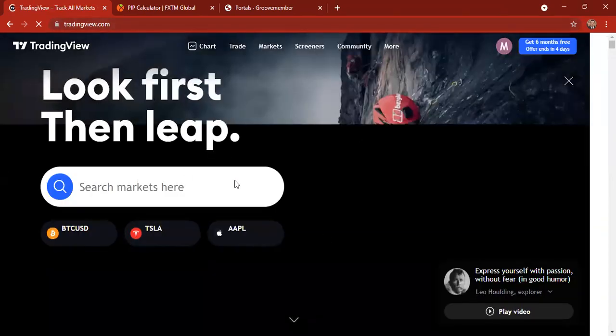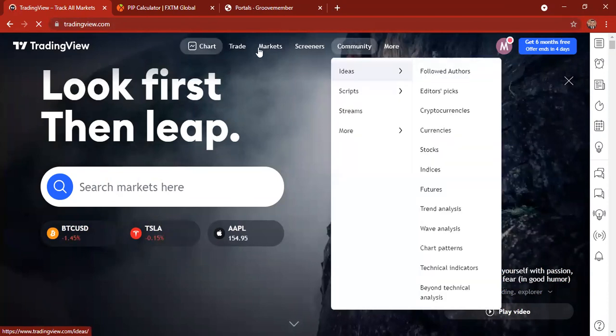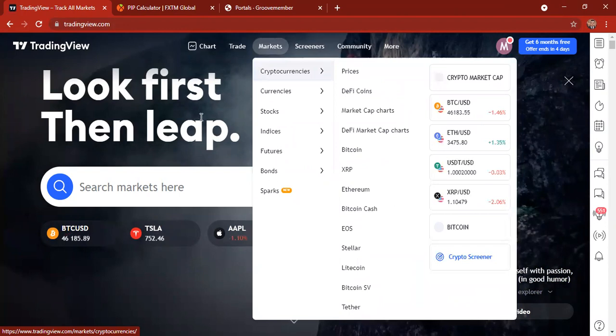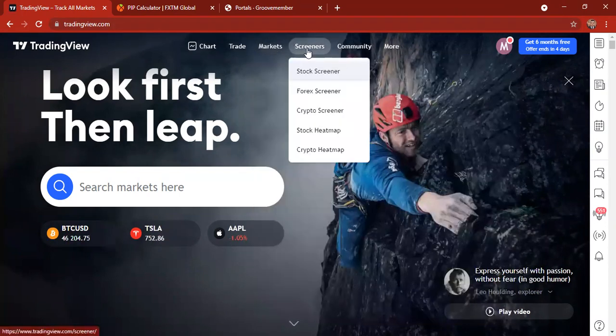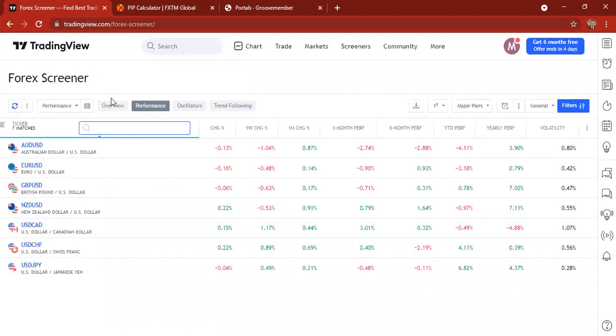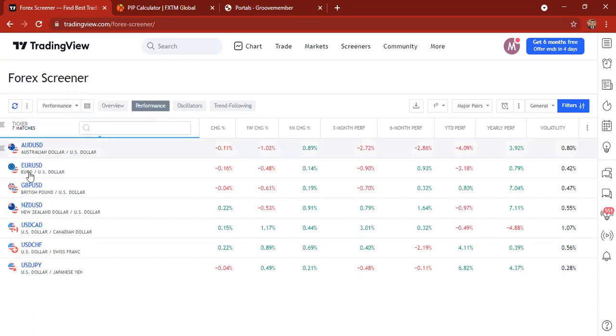They have this new overlay up front, and it's very easy to understand. At the top, you have the charts, trade, and markets that you can look at: cryptos, currencies, stocks, indexes, futures, bonds, and all of it. You also have screeners, so you can look at forex screeners, for example, and see at the moment what the best performing pairs are. You can choose overview, performance, oscillators, trend following. What is the best performance at the moment? And you most definitely see most of the major pairs.